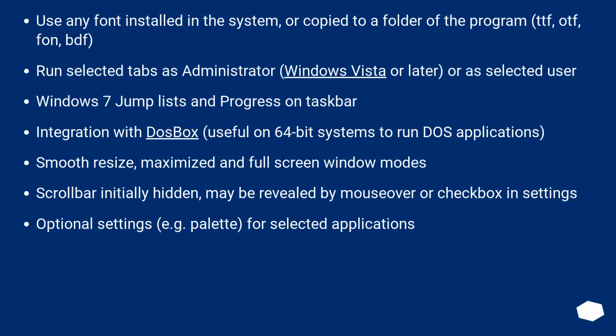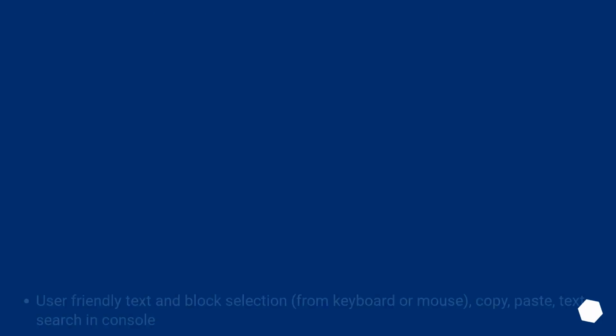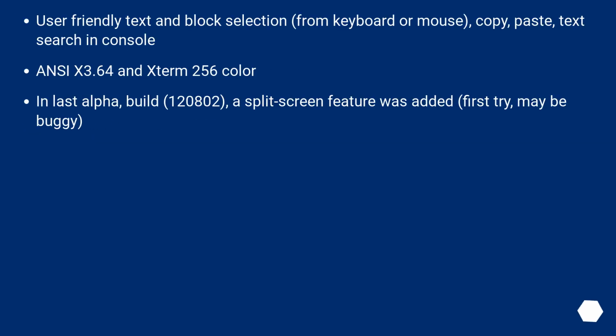Smooth resize, maximized and full screen window modes. Scroll bar initially hidden, may be revealed by mouse over or checkbox in settings. Optional settings, for example palette, for selected applications. User-friendly text and block selection, from keyboard or mouse, copy, paste, text search in console. ANSI X3.64 and xterm 256 color.